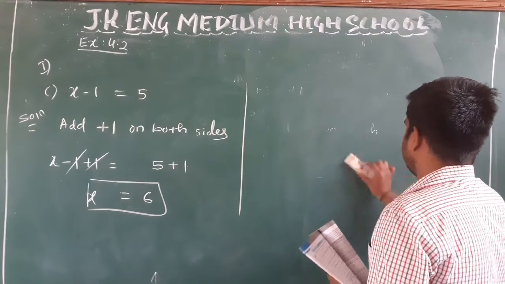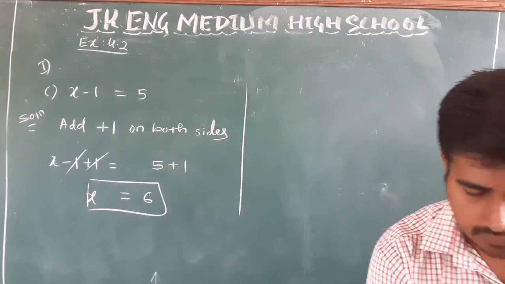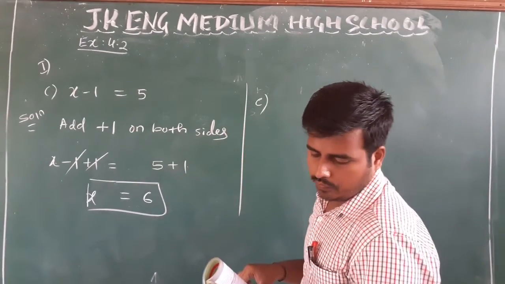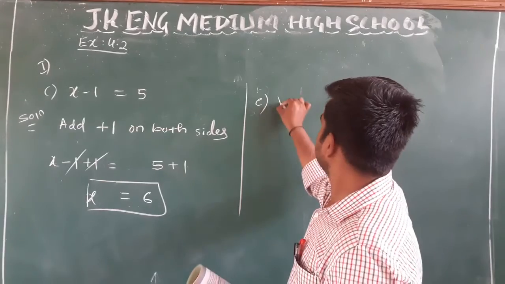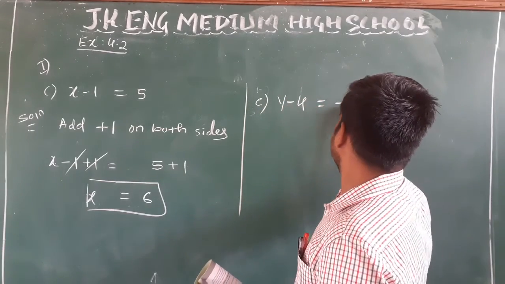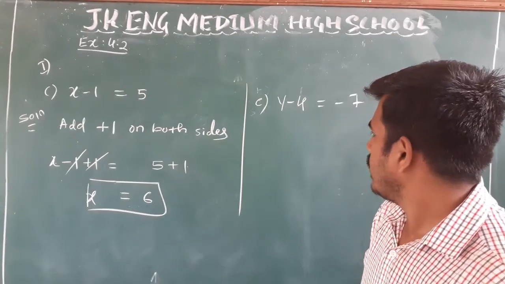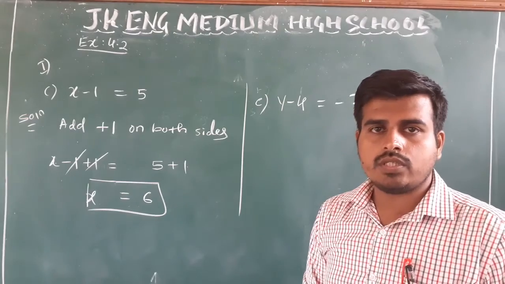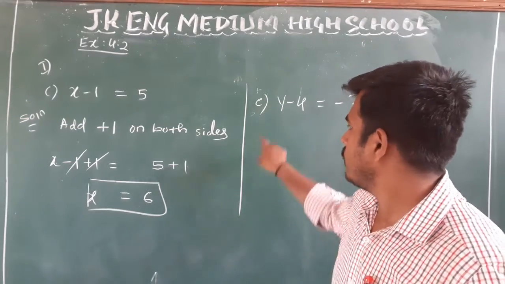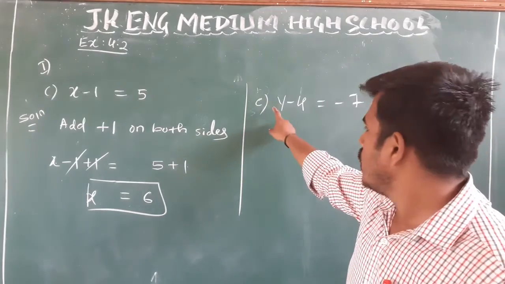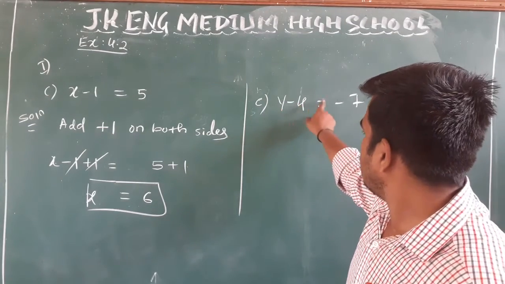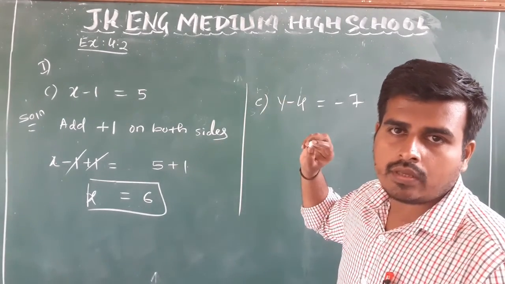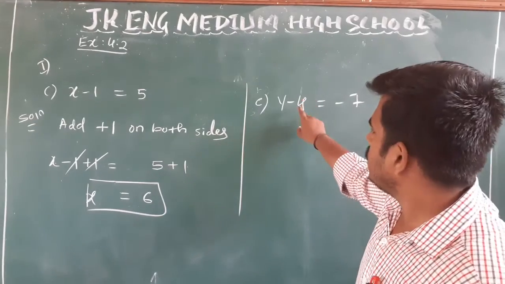This is quite different. y minus 4 equal to -7 is the equation, and you need to find out the solution of the equation by separating the variable. Now, what is the variable here? y is the variable. -4 and -7 both are constants. You need to separate y. To separate the y from the constants, you need to remove this -4.